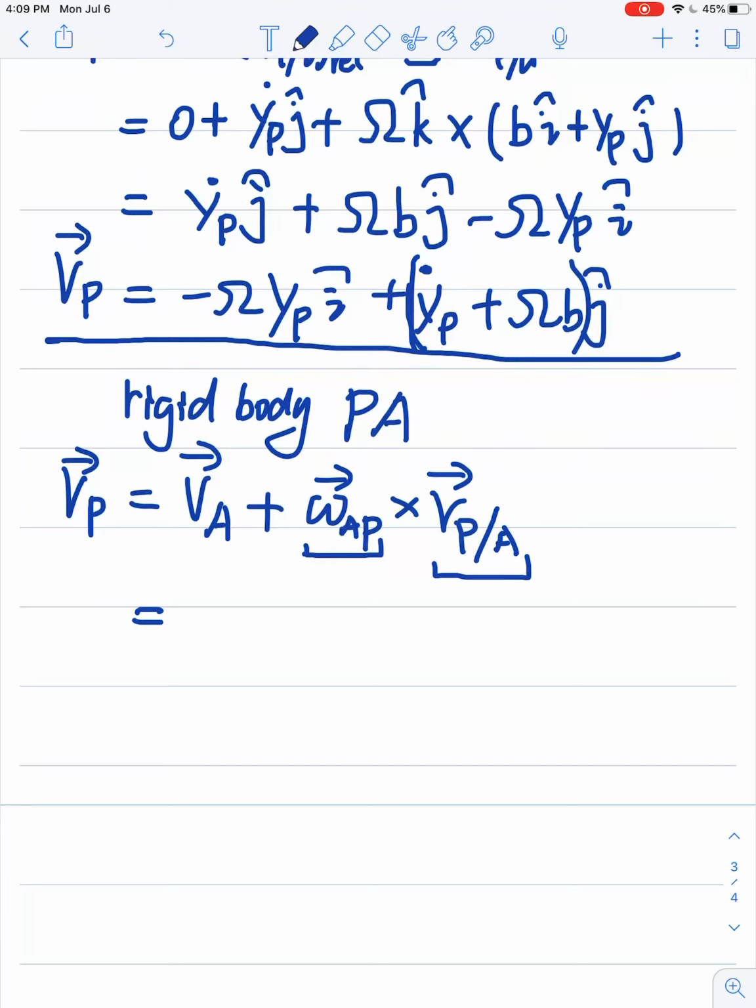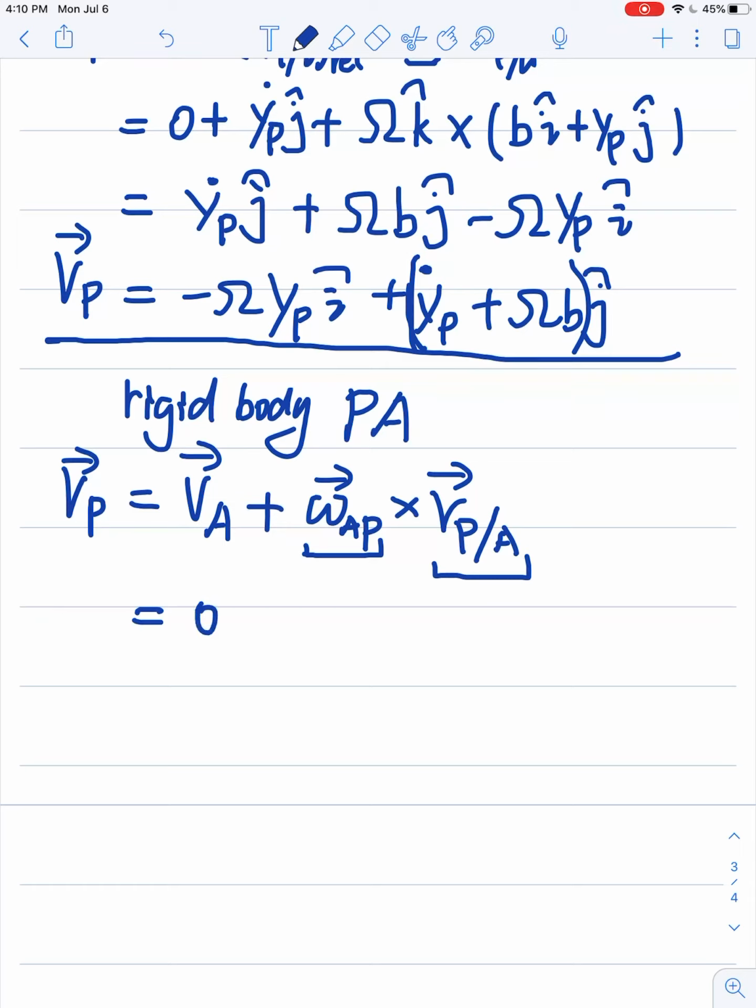All right, let's keep working on this. The second expression for Vp can be found inside of this rigid body PA, and the relationship of this equation can be found in chapter 2. So Vp equals Va plus omega AP cross Rp/A. Here, omega AP is one of the unknowns we need to find, so we don't know this. But this position vector can be found by using the given length.